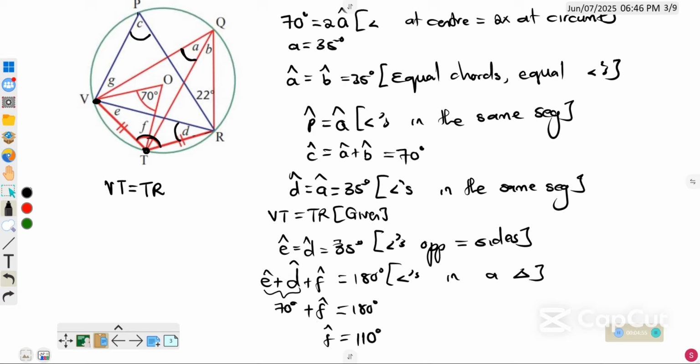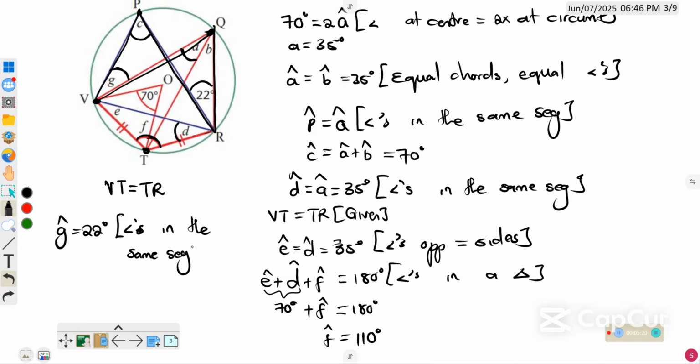And lastly, we should find G. So we go to G. G is this angle right here. Tracing back, we can see it was subtended by that arc PQ, but the very same arc subtends another angle there, which is R at the circumference. So angle G is equal to 22 degrees, and these are angles in the same segment. So this is how you apply that.